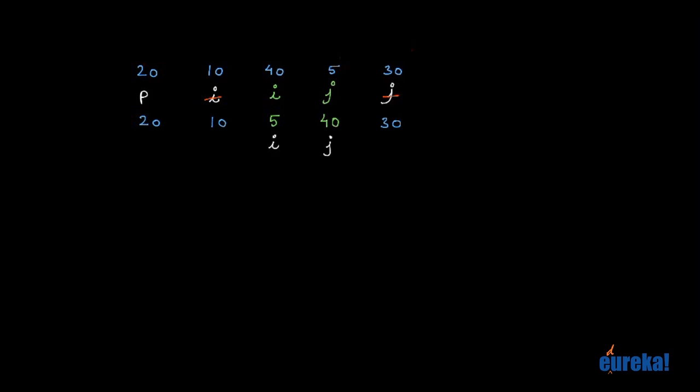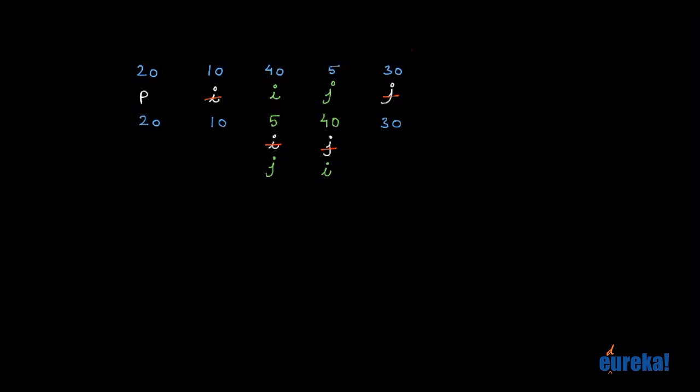Once we've done this swap, we again continue the process. J needs to keep moving till we find a number that is less than 20. So J will stop here. Similarly, I needs to keep moving till it finds a number greater than 20. So I is going to stop here. Now I is greater than J, so we shall not swap these two, we will stop the process.